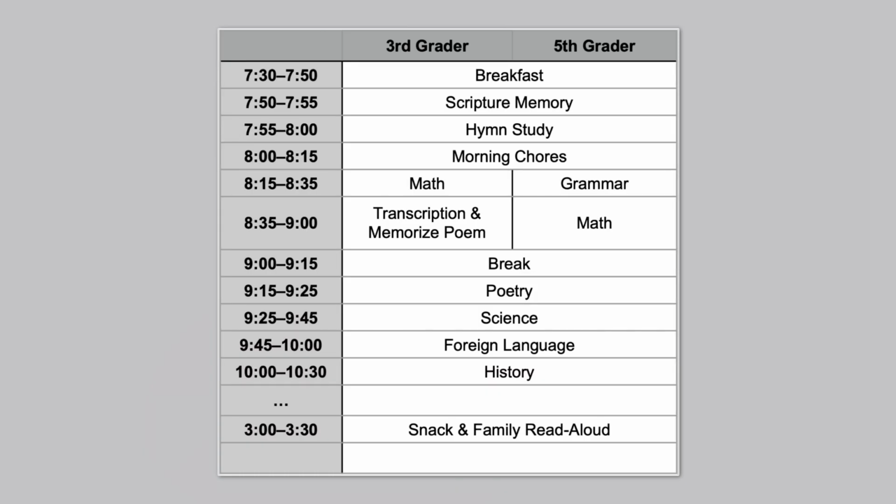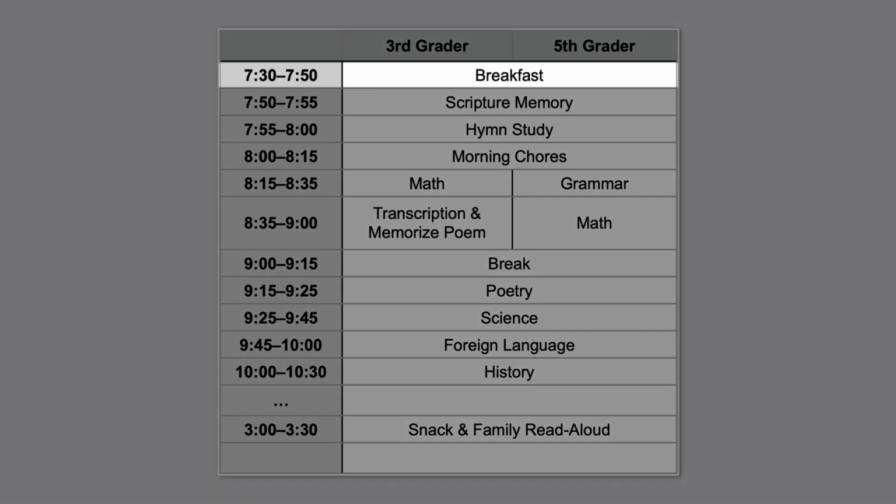Here's an example of a timetable for a homeschool day. Now keep in mind that you would do different subjects on different days, so that timetable might look different for each day, but this gives you an idea of what I mean by timetable. Let's say this homeschool has a third grader and a fifth grader. On this particular day, they will have breakfast together at 7:30.